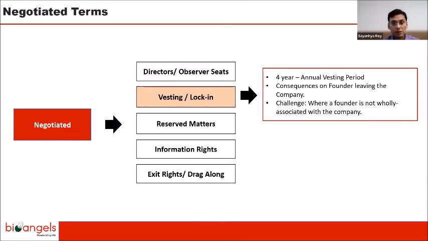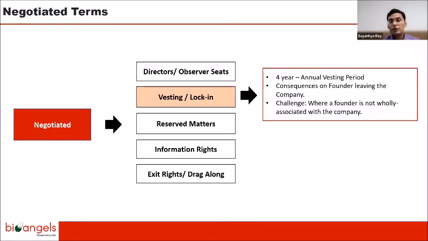A lot of them may be doctors, maybe professors, researchers, who have other commitments, other organizations of which they are a part, and they are not whole-time associated with the company. Their shares are also vested. Their shares are also locked in, meaning that the term lock-in essentially means that the founders' shares cannot be transferred within X number of time or without the permission of the investors.